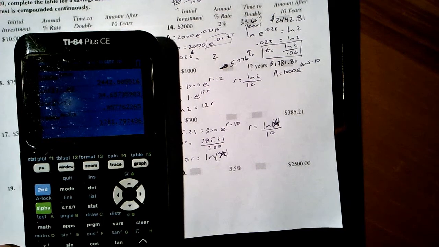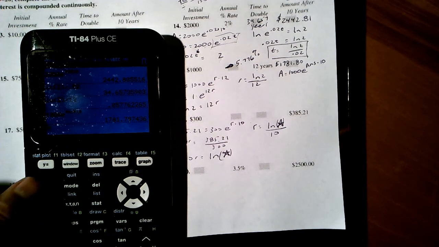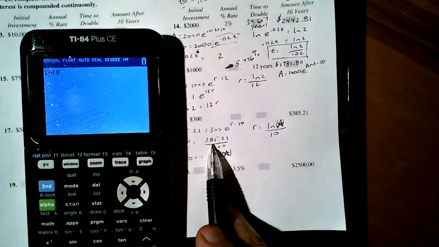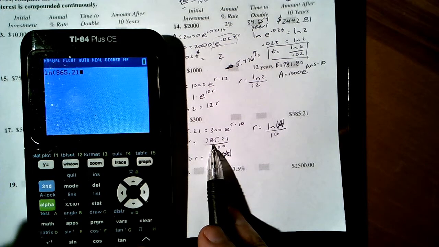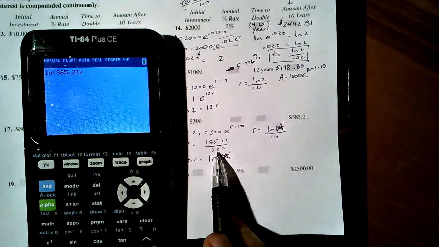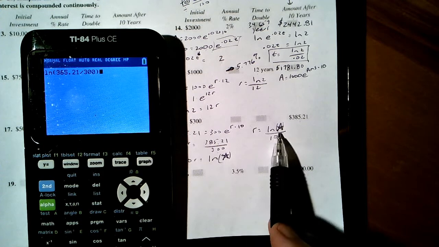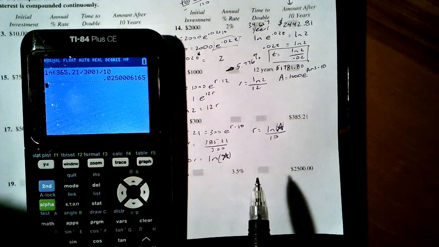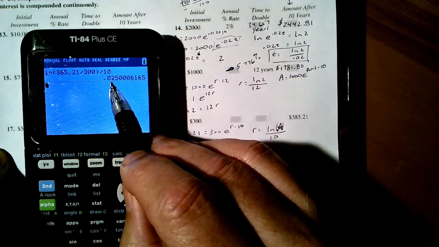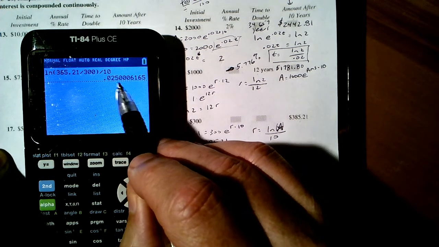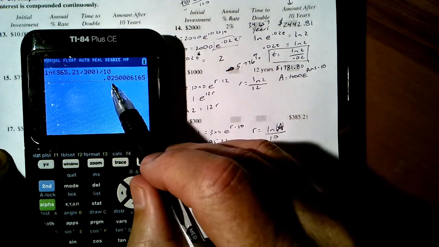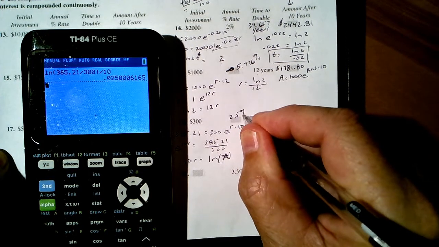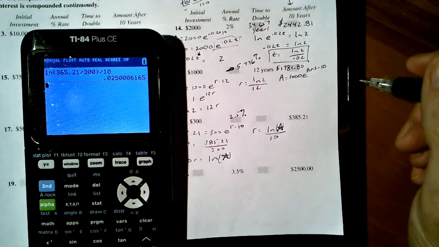So let's figure out what we've got here. Clear this out. ln 385.21 divided by 300. That's my argument for the logarithm. Then I need to divide all of that by 10. And that gives me my rate, which is 0.02500. So as a percent, that would be 2.5000. So 2.5% is rounded to 3 decimal places.